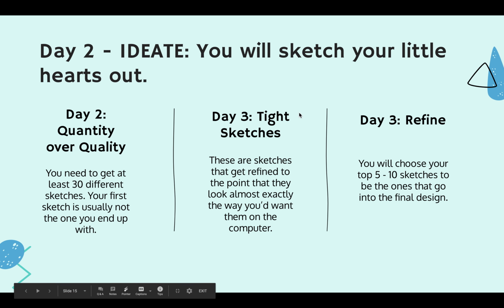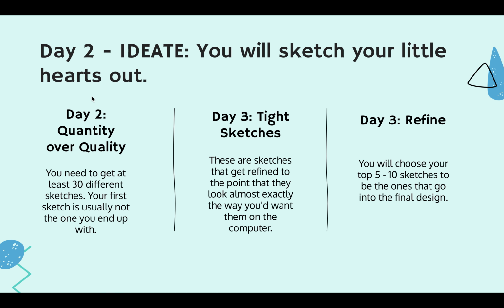So we talked about last class making 30 different sketches. And I told you that we were going to have to do tight sketches. So that's what I wanted to focus on for today. With those tight sketches, you can use Photoshop Sketch if you want, but ideally, I would prefer if you did it on paper. And we're going to talk about how to choose your top 5 to 10, because you're like, wow, Miss Yost, how am I supposed to choose? So we're going to take a look at tight sketches today, and I have examples of that.